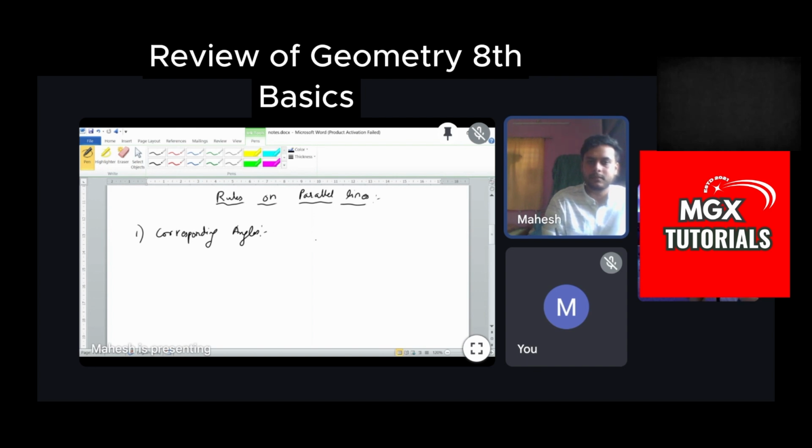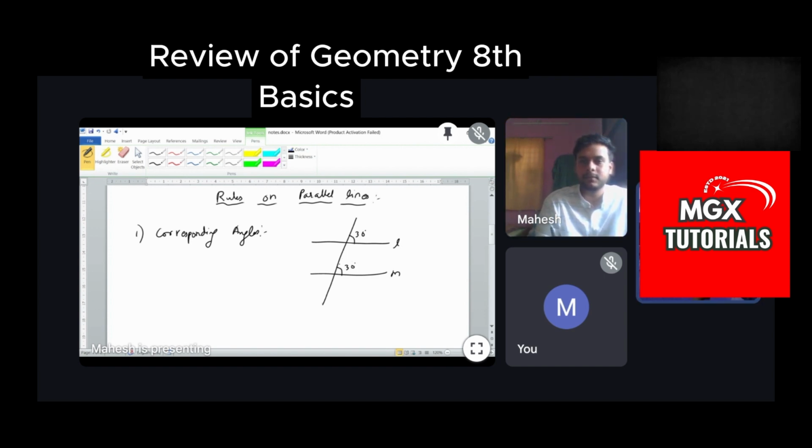Example. Think this is one parallel line. Correct? Think L is parallel to M. Two lines are there, they are parallel. And if one line bisects them, both are parallel lines and this line is cutting them. Then corresponding angles will happen. Angle A, if this is 30 degrees, then this also will be equal to 30 degrees. Can you see the corresponding angles happening here? They're corresponding or no?